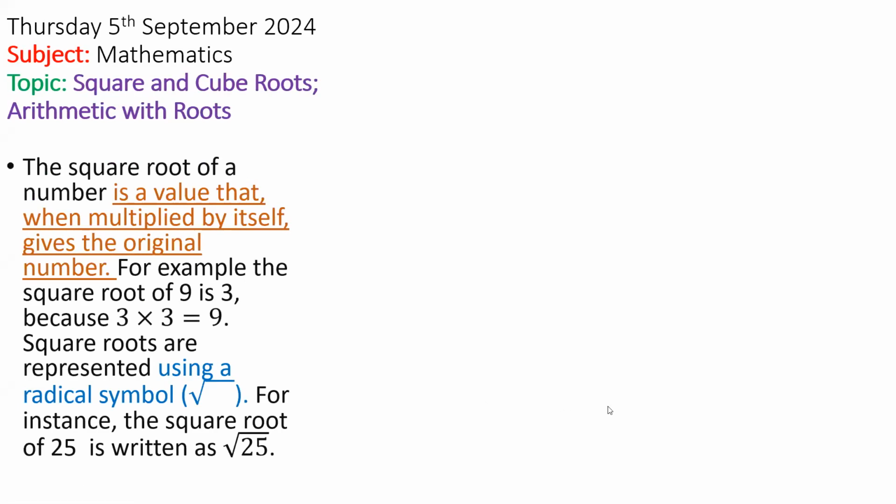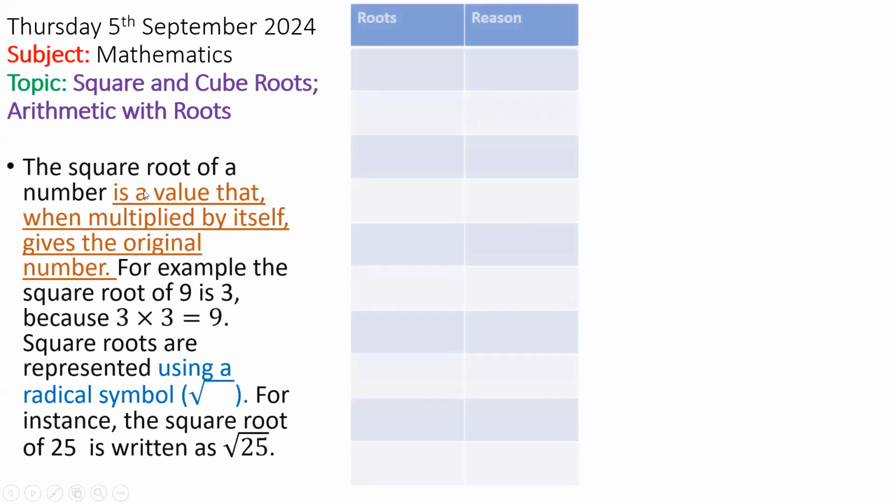So I need a good reader. Malik, can you read the square root of a number? Read that for me, please. The square root of a number is a value that, when multiplied by itself, gives the original number. For example, the square root of 9 is 3, because 3 times 3 equals 9. Very good. Square roots are represented using a radical symbol. For instance, the square root of 25 is written with the radical symbol over 25. Thank you so much, Malik.